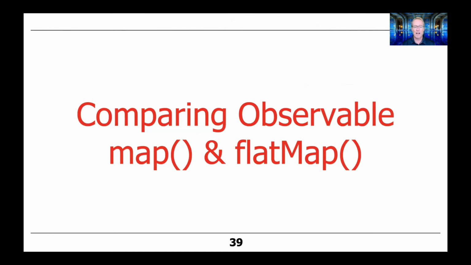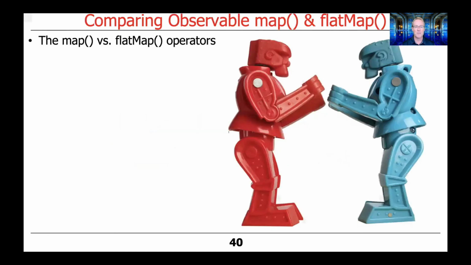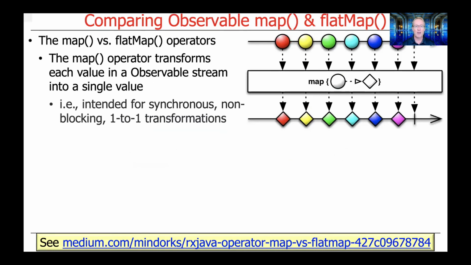So now that we've talked about map and flatMap, it's time to compare and contrast these two methods. The map operator transforms each value in an observable stream into a single value. And it's really intended largely for synchronous, non-blocking, one-to-one transformations. That's one of the key things to remember. Map is always one-to-one.